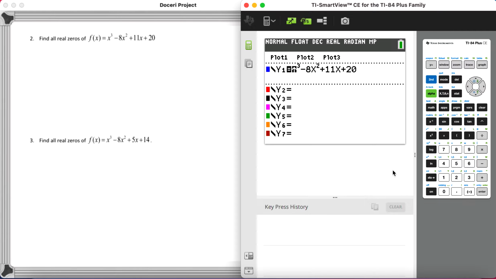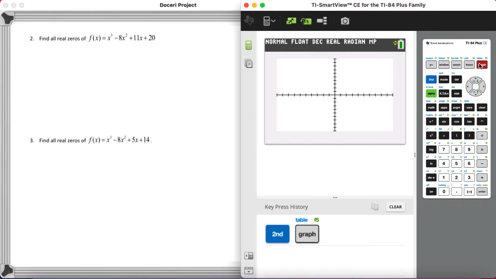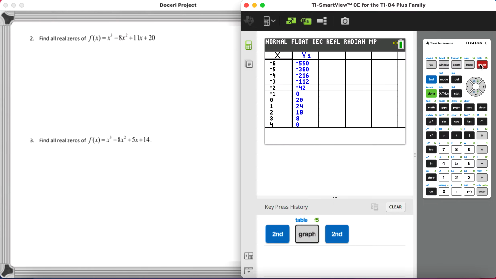So you can see in number 2, I've already punched it in. And with the graphing calculator here, I punched in our function x cubed minus 8x squared plus 11x plus 10. If you want to look at the graph of this, you certainly can. But what I care more about are the table of values. So once you punch this in, you hit second, graph. I didn't see the pop-up. Let's try that again. Second, graph. There we go. And that'll pull up the table of values.